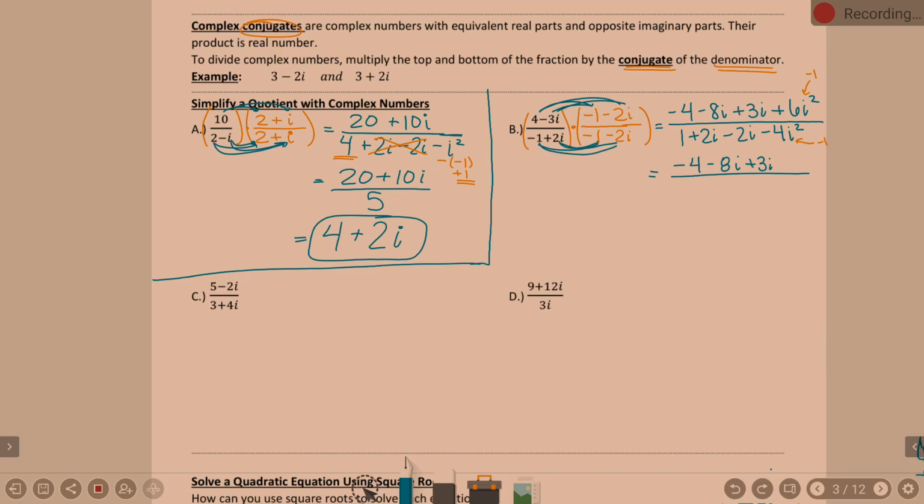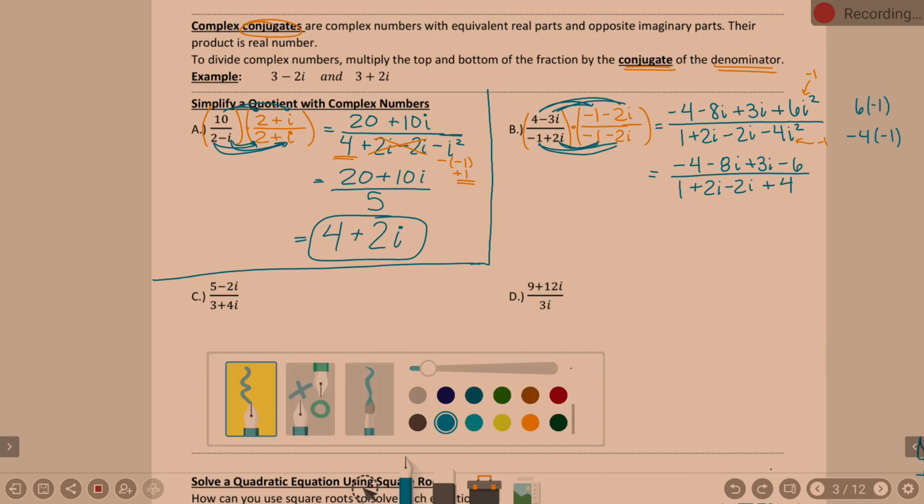What does that become? 6 times -1, which is minus 6. Okay, denominator. It's 1 plus 2i minus 2i. What about minus 4i squared? Minus 4 times -1, which is plus 4. Now, some of you may have done some cleanup already. Awesome. If not, here we go.